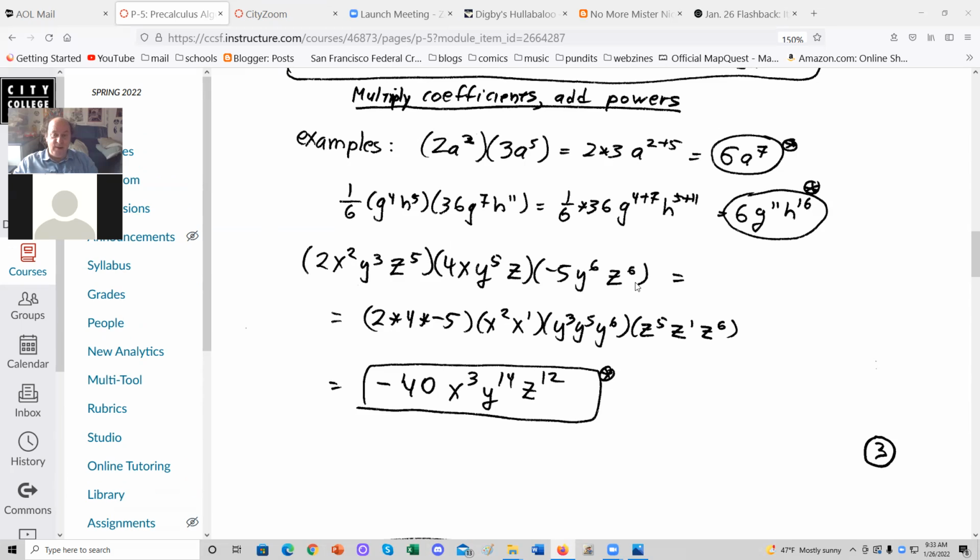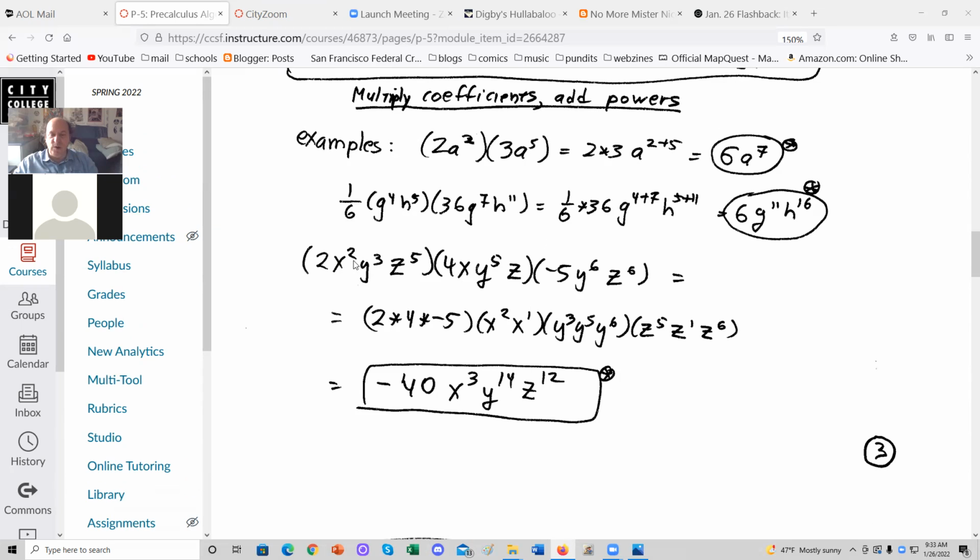Now we have 3 terms, and each one of them nasty. I'm making this as nasty as possible. Here we go. 2x squared y cubed z to the 5th times 4x, which is x to the 1st, y to the 5th z, which is z to the 1st, times negative 5x to the 6th, y to the 6th, equals. Okay. You multiply the coefficients. 2 times 4 times negative 5 here.